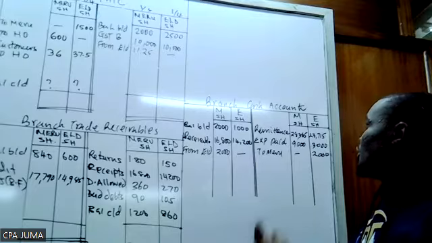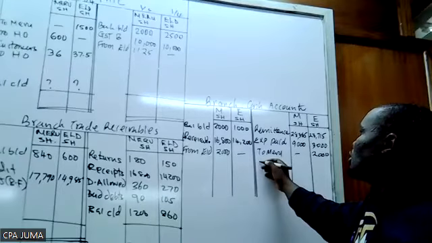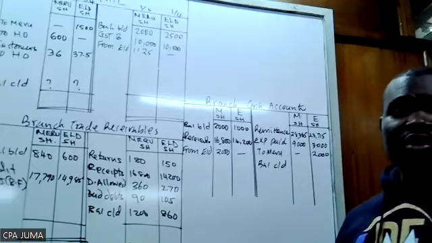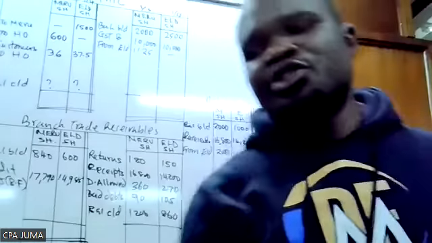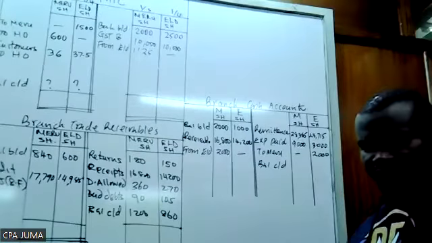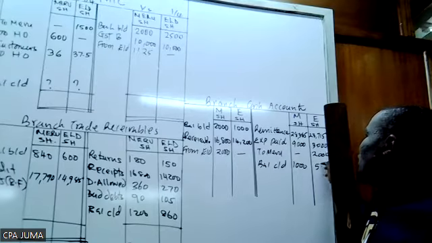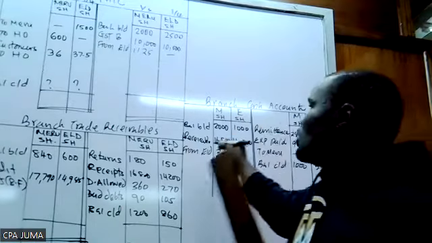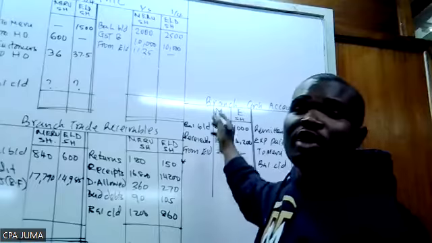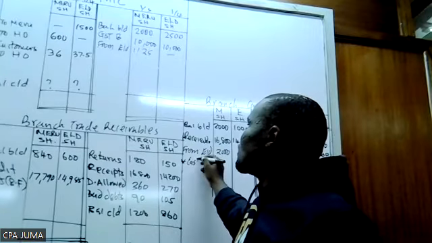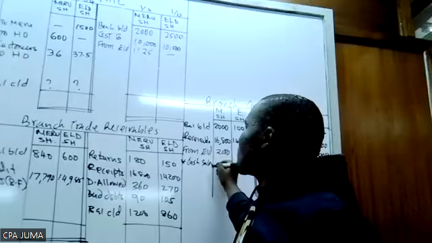Okay. Is there anything remaining here? Nothing. We were given balance carried down. Balance carried down is how much? 1,500. So the balancing figure, because already you have opening and carried down, the balancing figure is cash sales.